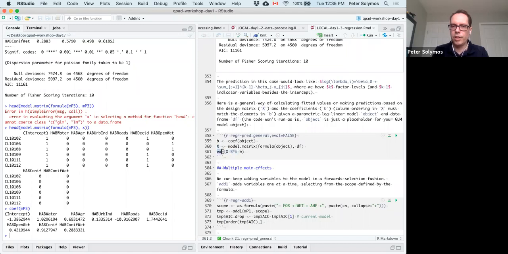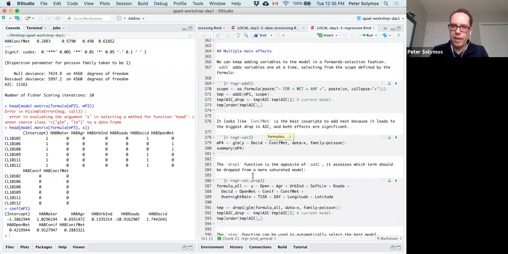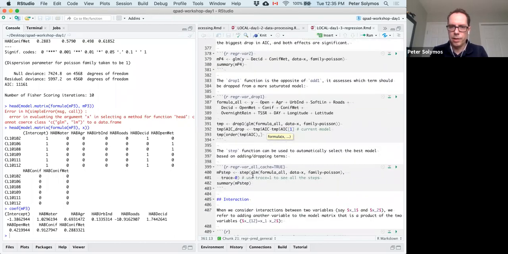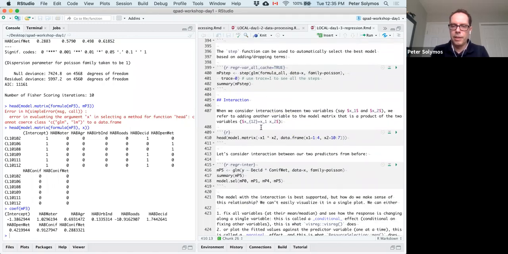and exponentiate. The reason I'm going this deep into the prediction is we are going to use something called offsets, and prediction with offsets in GLM is really tricky, and you will see why we want to control what the prediction is doing. So let's keep this multiple main effects. Feel free to run it on your own time, and then interactions.